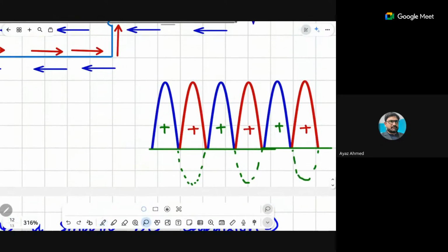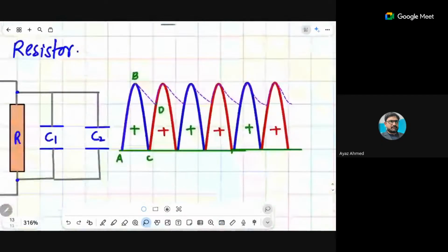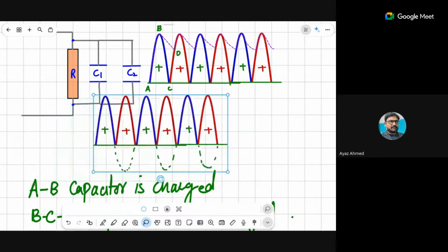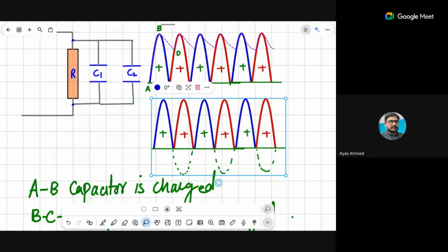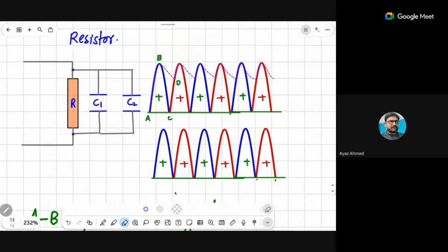If you want to increase the smoothing, or reduce the ripples, what will you do? Yes, here is another half cycle. It will have more smoothing. For that purpose, I have used two capacitors. This is basically a single capacitor output, right? Okay, beta ji? Single capacitor. And this will be for two capacitors.